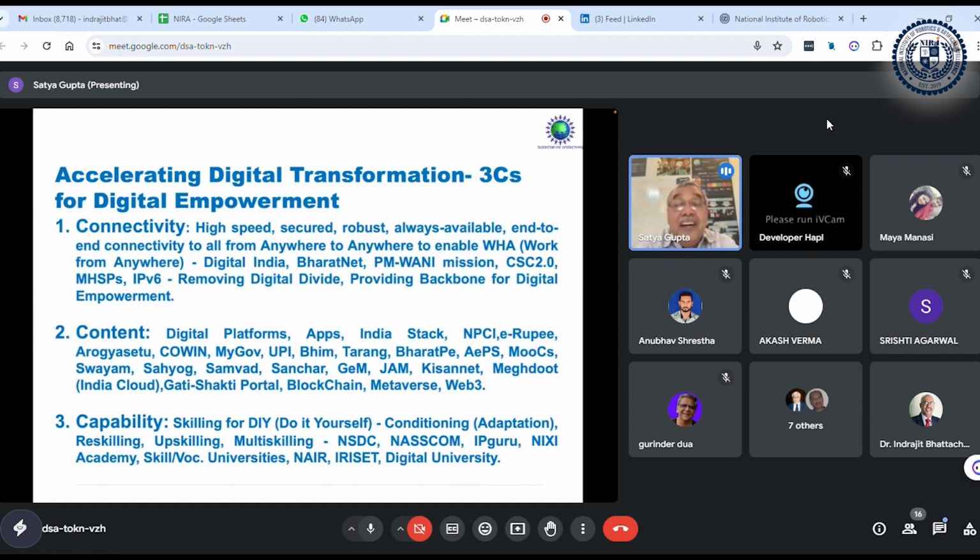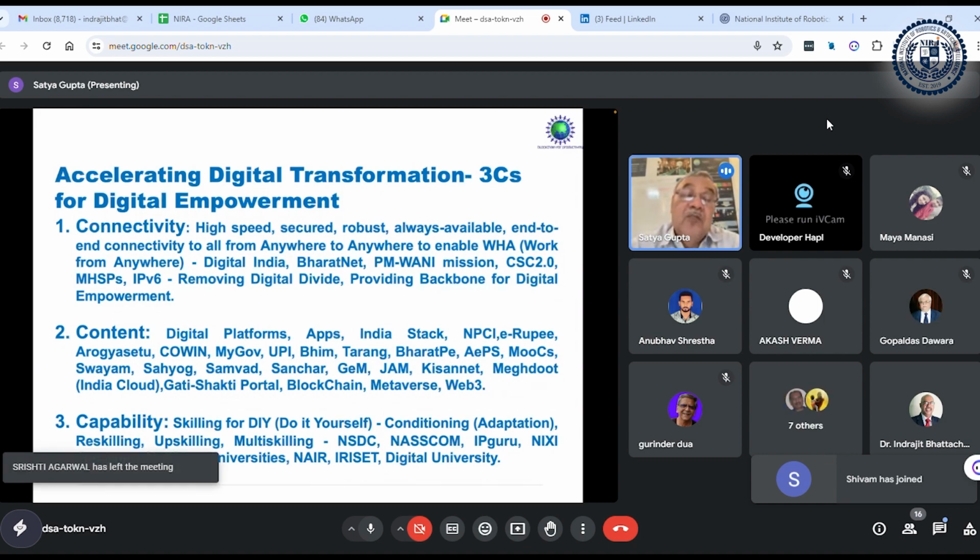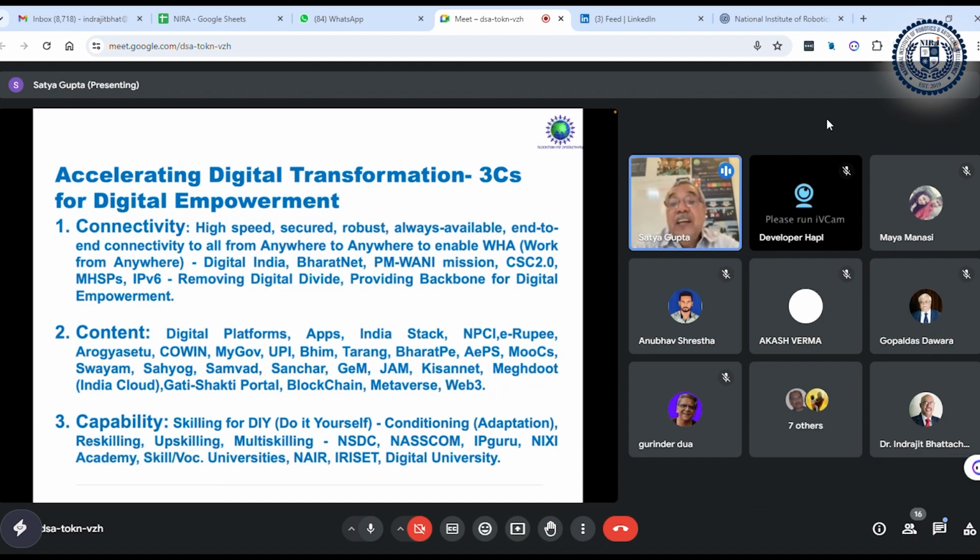The second C, the content, and that has become very, very important actually. That is where all our apps are, the biggest stack of content on the digital side, which is helping in digital transformation. And blockchain is also one of them. It is also a type of internet content, actually data. So India Stack, you all have to know India Stack. India Stack is India's own software development, own software products, which are used to deliver public services.